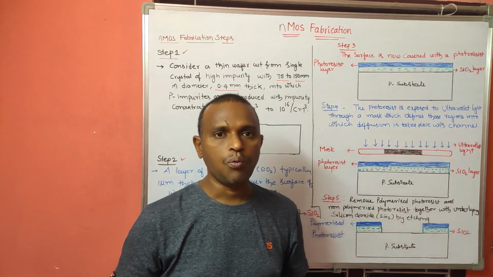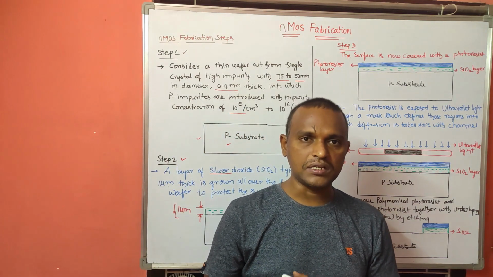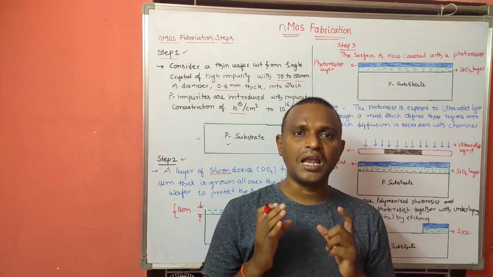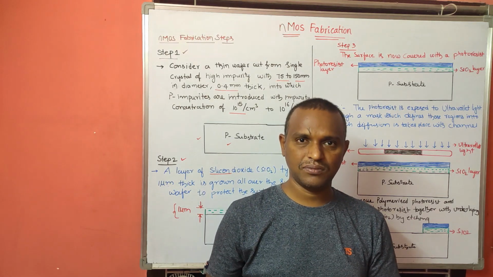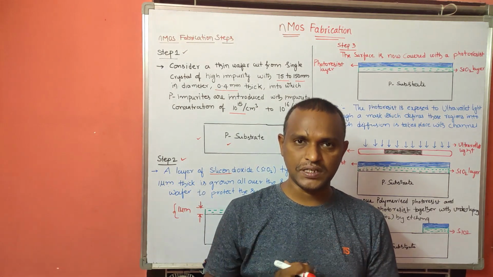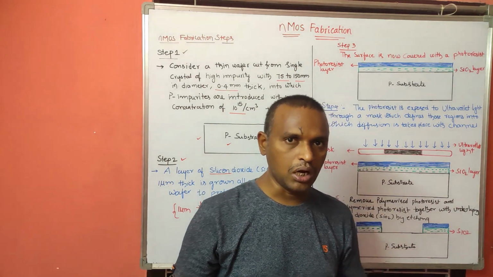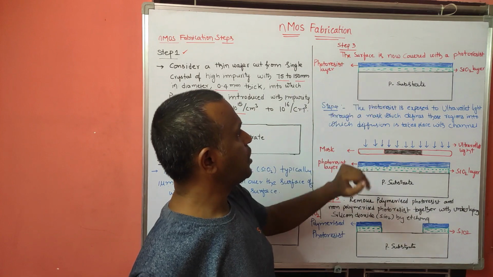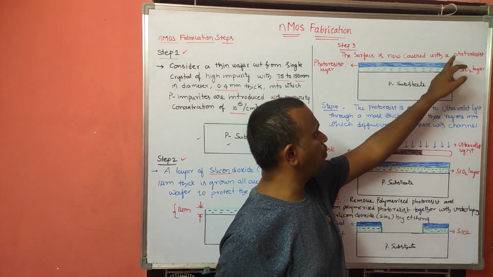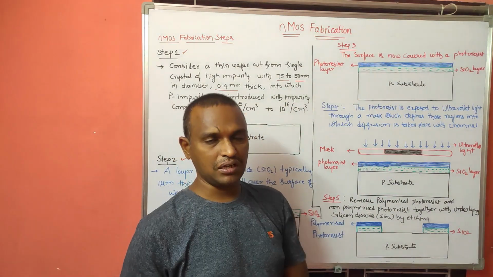Okay, so now in the third step I am forming a layer of photoresist, a layer of photoresist on the SiO2 layer. Okay, so that is the third step that we have. The surface is now covered with a photoresist material.